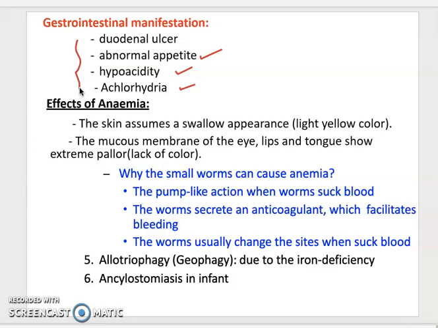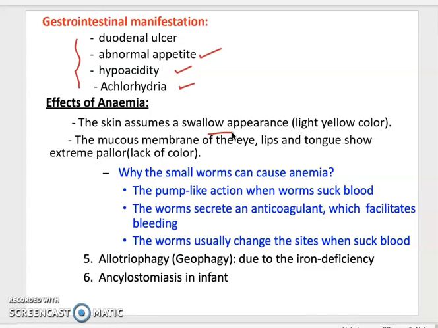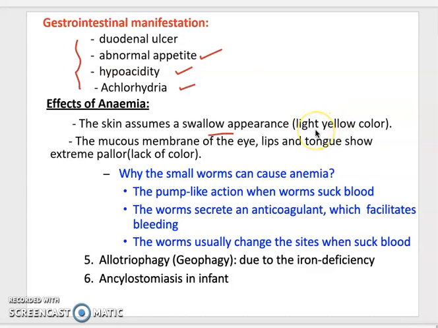And the effects of this anemia: the skin assumes a light yellow appearance, that is, a person or child heavily infested with this hookworm appears light yellow in color, a sallow appearance. Then the mucous membranes of the eyes, lips and tongue show extreme lack of color, that is, pallor.